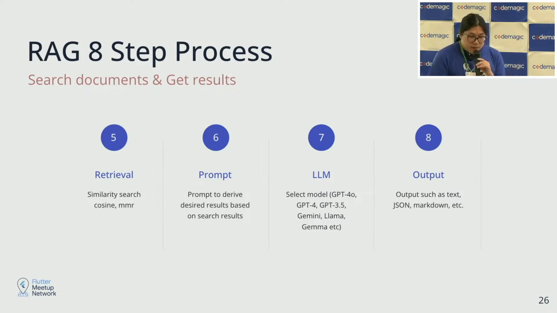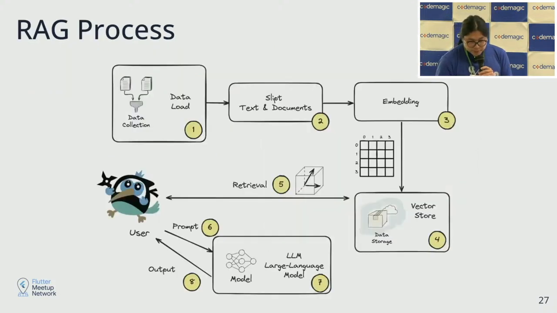The next step is to define the prompt. System, assistant, and user prompts are combined with the search result and affect the output. The next step is the LLM, and the final step is output. You can set the output to be in text, JSON, Markdown, and so on.